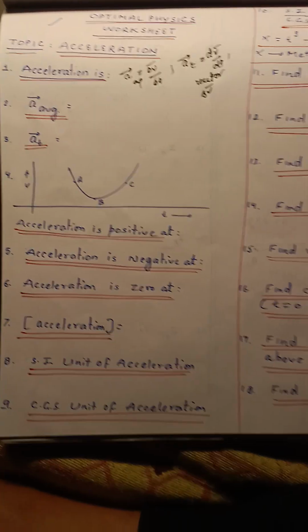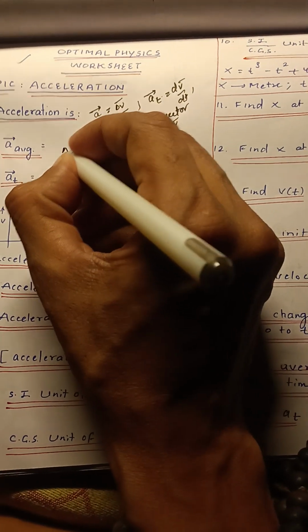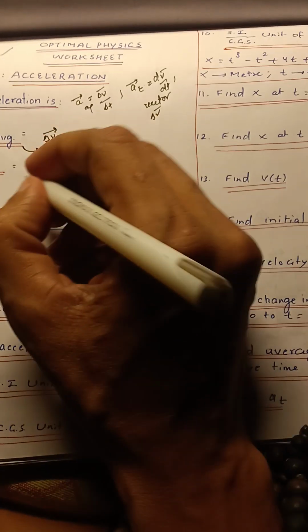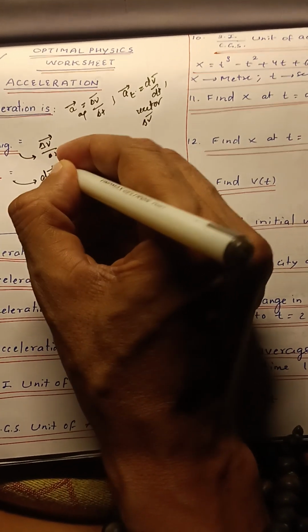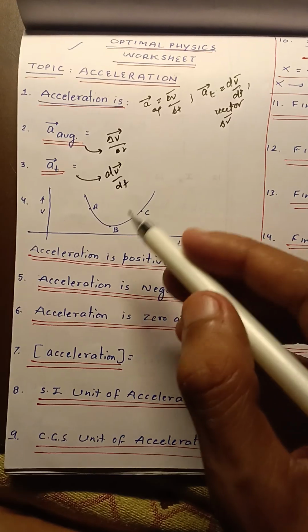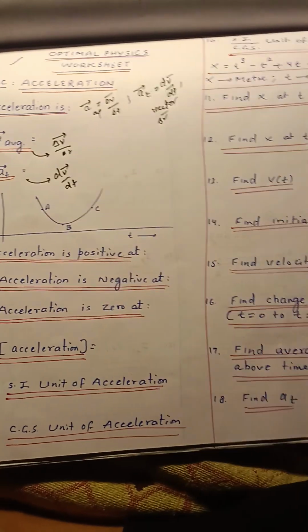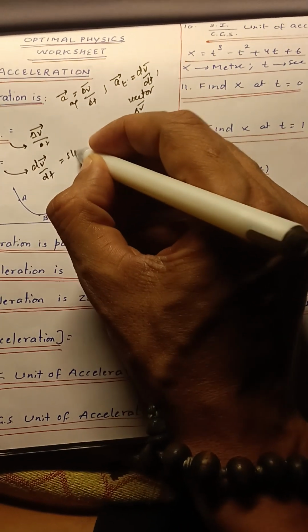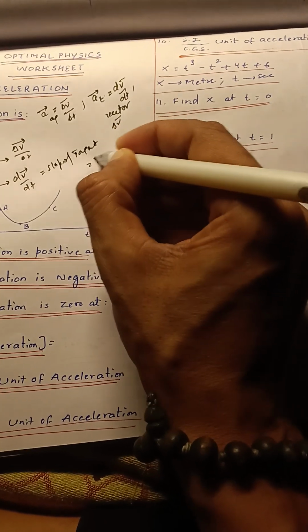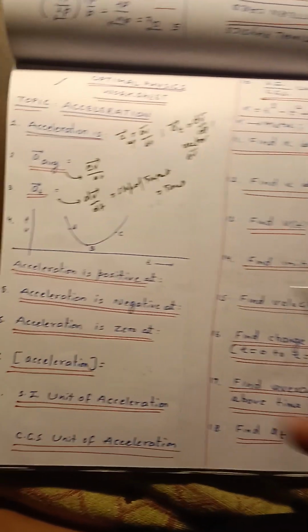Then there is another concept, average acceleration. Average acceleration is change in velocity per unit time. Instantaneous acceleration is dv by dt. Then it's a graphical variation. In a graph, dv by dt is the slope of the tangent, and the slope of the tangent is equal to tan theta.